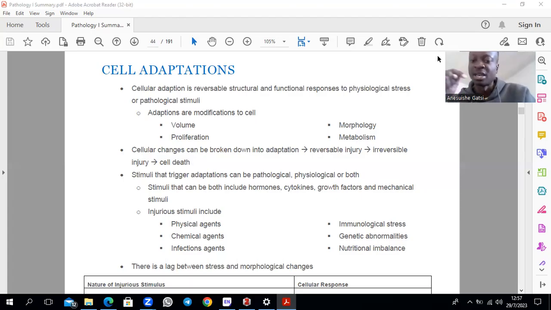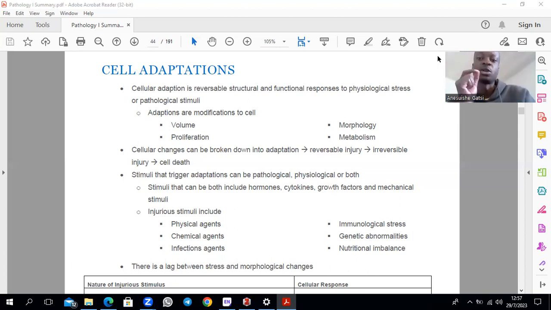And when you have cell injury, you can have a reversible injury within the cell, which brings back the cell to the normal cell homeostatic function. Right. If you then have irreversible cell injury, now we'll talk about apoptosis and necrosis, which is the cell murder and the cell death. But for now, we want to look at cellular adaptations.